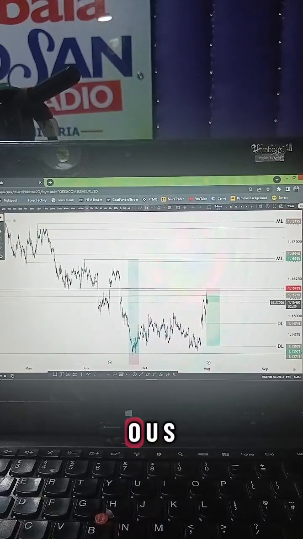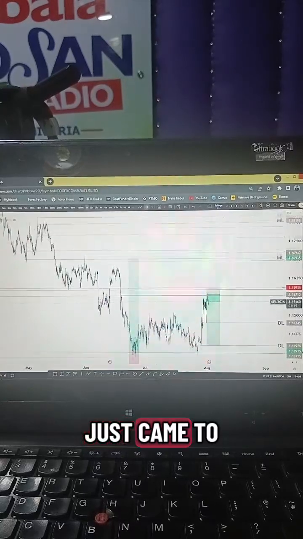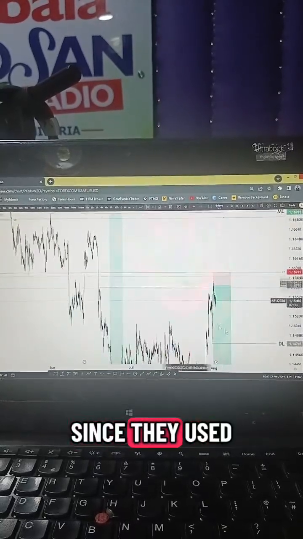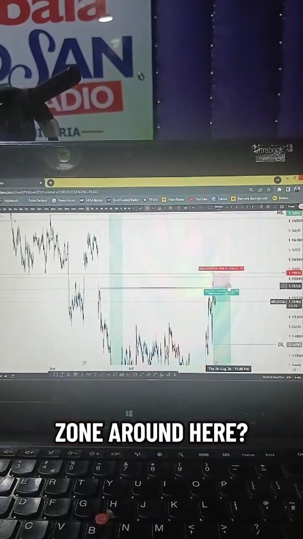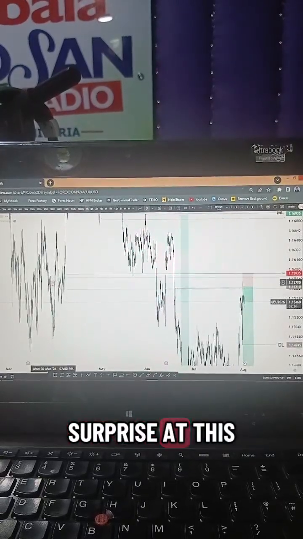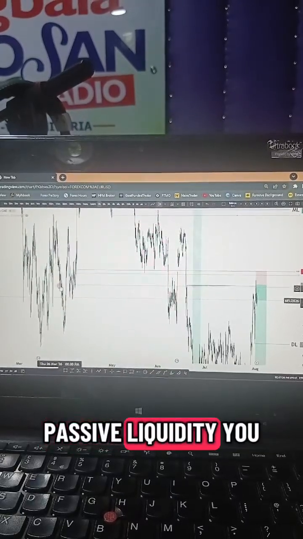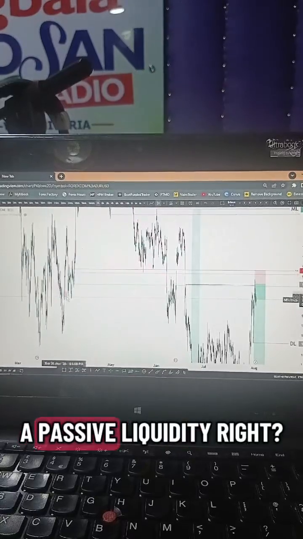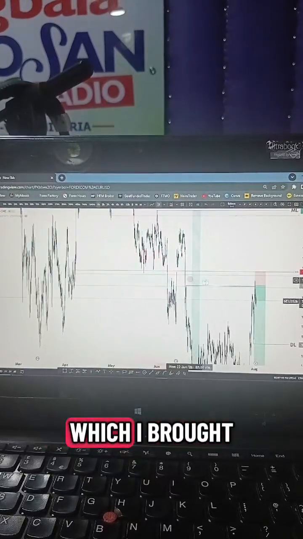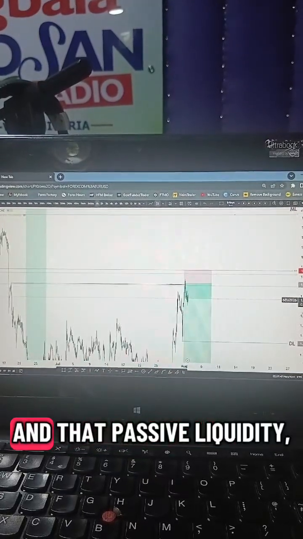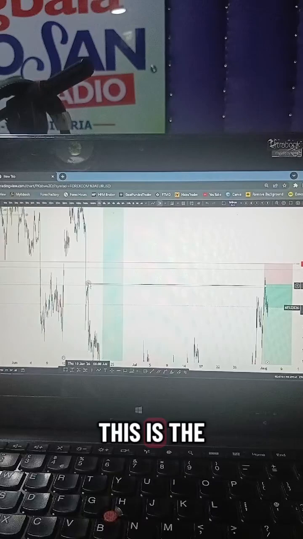NZD and EURUSD used to move alike, right? So when I just came to the studio this morning, I just felt, okay, since they used to move alike, is it possible price has gotten to a daily zone around there? So to my surprise, at this left side here, there is a daily passive liquidity. For my zone, I use a passive liquidity, right? So there was a passive liquidity here, which I brought to the front, and that passive liquidity, the structure that cuts through it, this is the liquidity there.